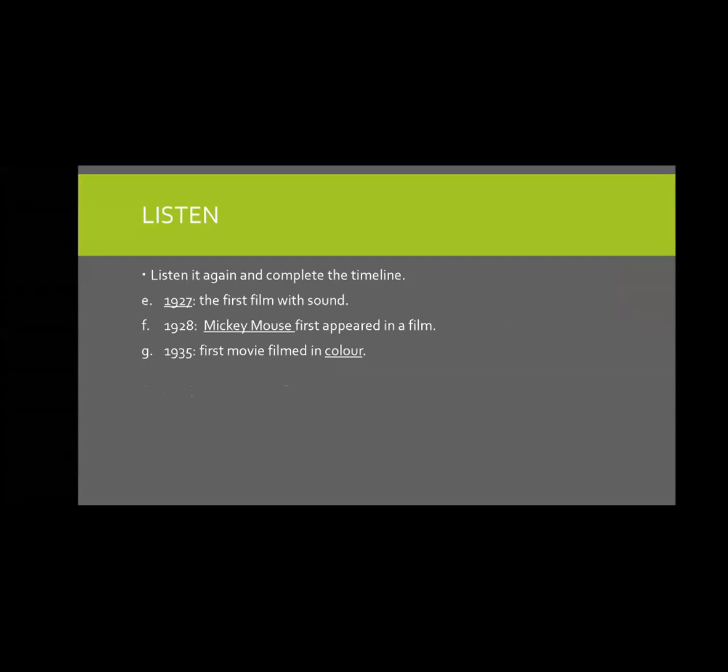Now move toward E. The first film with sound: in 1927, the first film was played with sound. In 1928, Mickey Mouse first appeared in a film. In 1935, the first movie filmed in color.